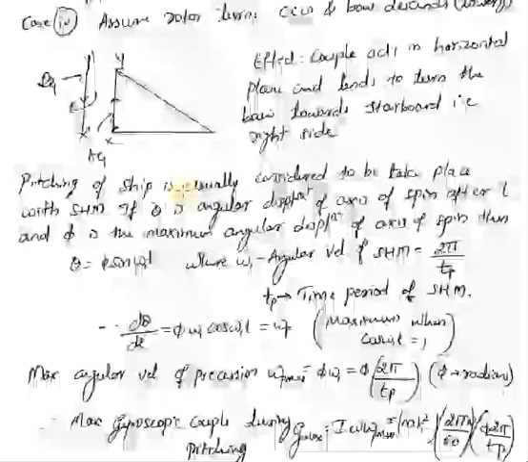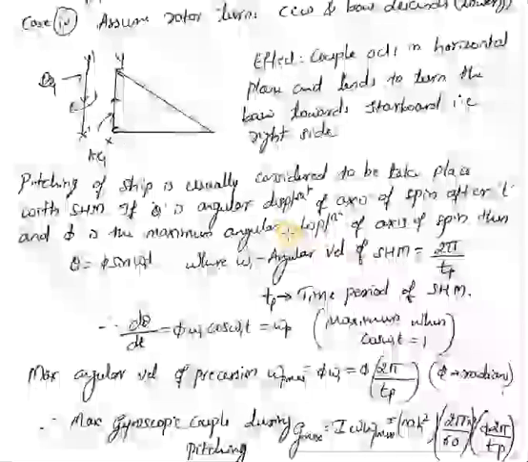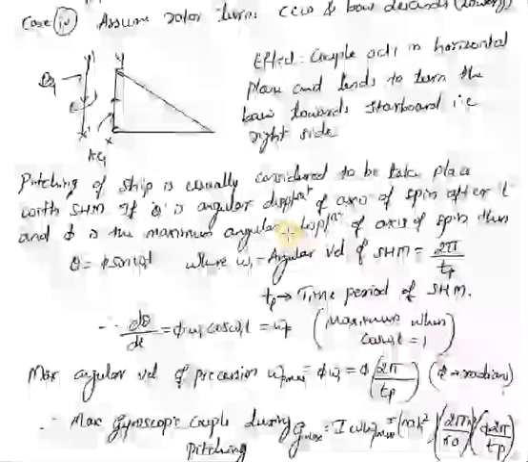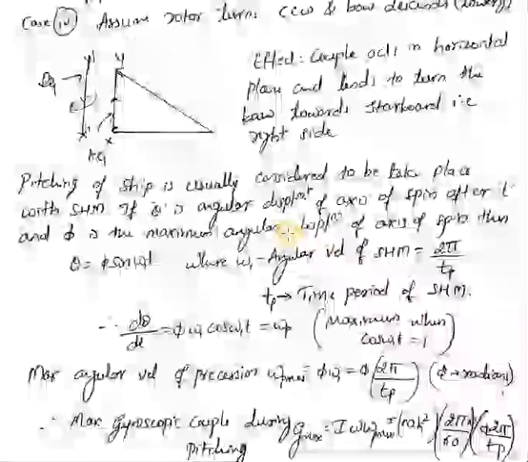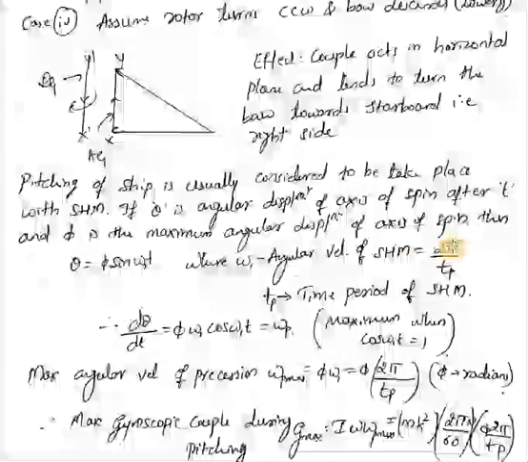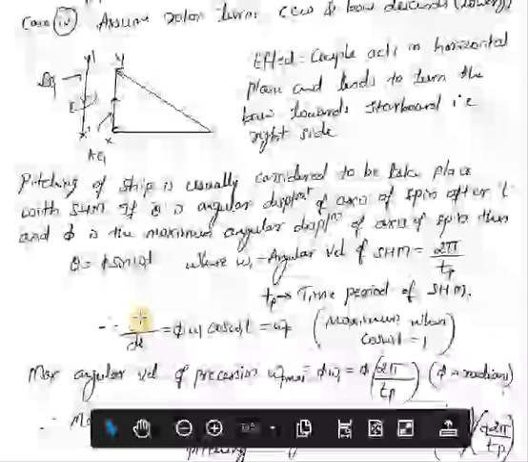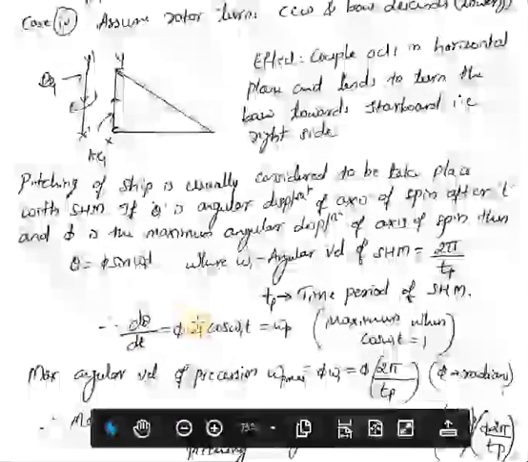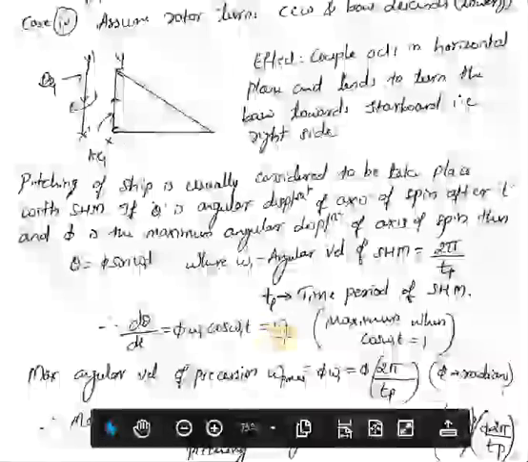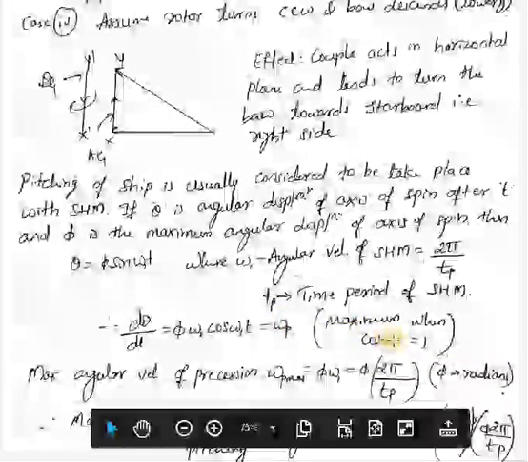The pitching of the ship is usually considered to take place with simple harmonic motion. If theta is the angular displacement of the axis of spin after time t, and phi is the maximum angular displacement of the axis of spin, then we can write theta equal to phi into sine omega 1 t, where omega 1 is the angular velocity of simple harmonic motion, given by 2 pi by tp, where tp is the time period of simple harmonic motion. Differentiating this equation, d theta by dt equals phi into omega 1 into cos of omega 1 t, since omega 1 is constant. This is omega p, and this precession velocity will be maximum when cos of omega 1 t equals 1.